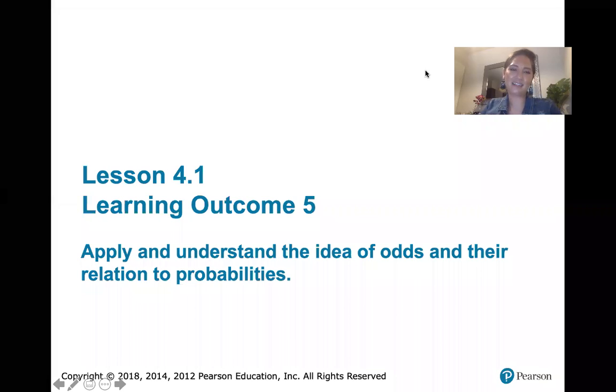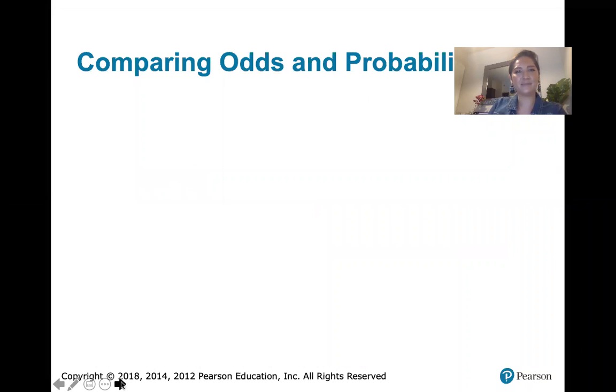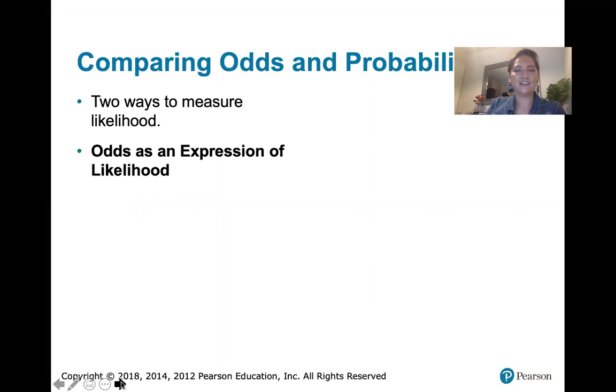In this video, we discuss learning outcome number 5 from lesson 4.1, which is all about odds and their relation to probabilities. So both odds and probabilities are ways to measure likelihood. They're just a little different. Odds are more difficult to compute than probabilities, so they appear in different contexts.